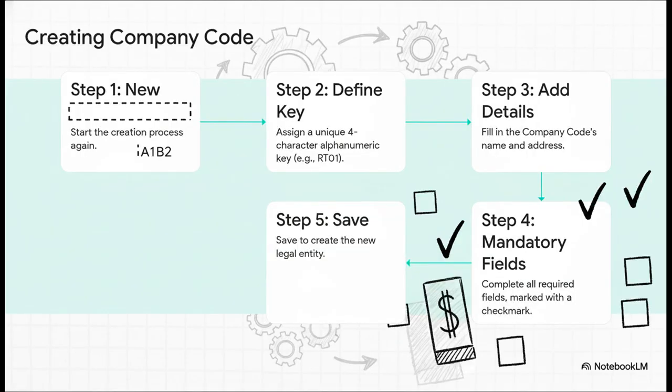At first, this screen looks really similar, right? You start with New, you define a key, you add the details. But you've got to notice the little differences. The unique ID for a company code is only 4 characters long, not 6. And you'll see the system is super helpful. It puts these little check marks next to fields like currency that are mandatory. You absolutely have to fill those in before you can save.